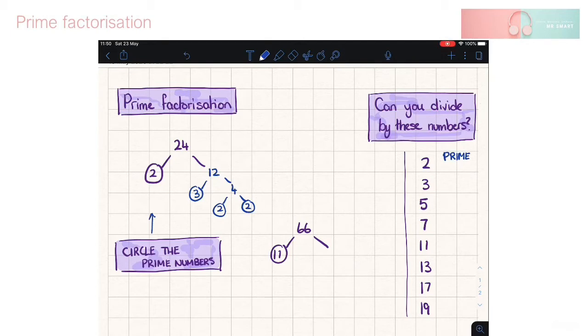So what numbers do we have here? We've got 3 2s and a 3, which means that 24 can be written as 2 times 2 times 2 times 3. Or 2 cubed multiplied by 3.